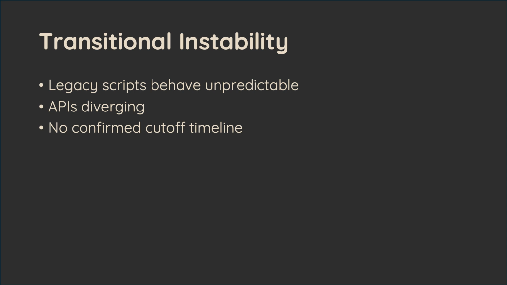Running two systems inevitably causes instability. Legacy scripts behave unpredictably. APIs diverge, meaning systems that may have worked for years suddenly stop working. With no confirmed cutoff timeline, any new development will need bespoke solutions, which in turn suggests the potential for legacy debt until this is resolved.